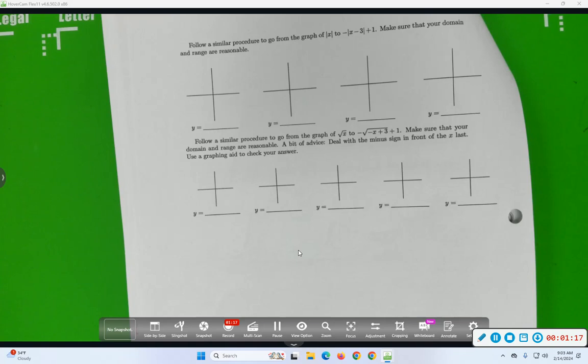Y equals negative f of x. Good. Reflect over the x-axis. And that's the reasonable thing, because what does that do? That multiplies all y values by negative 1. All right?